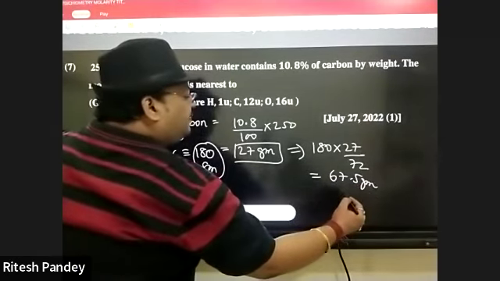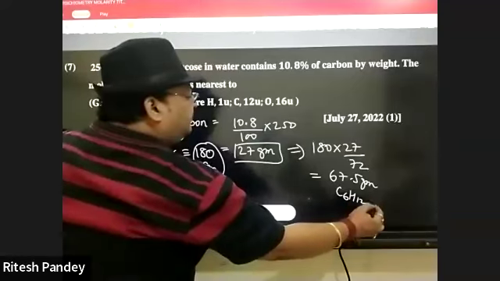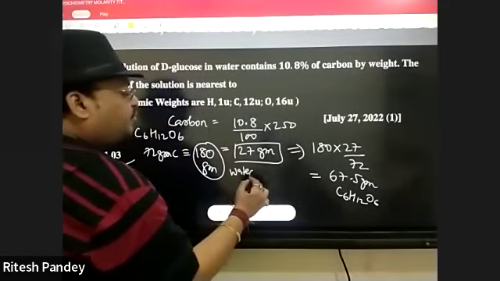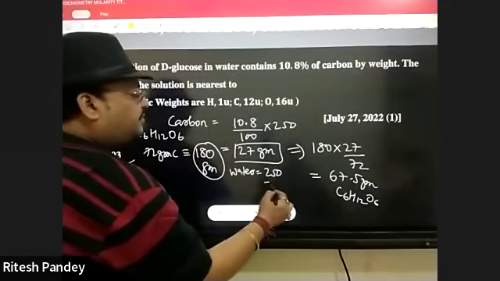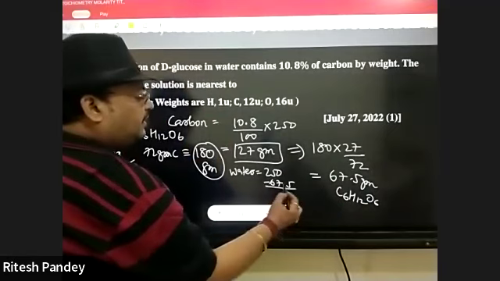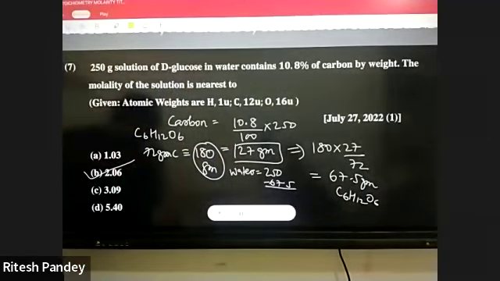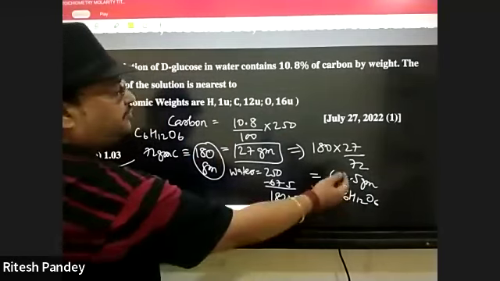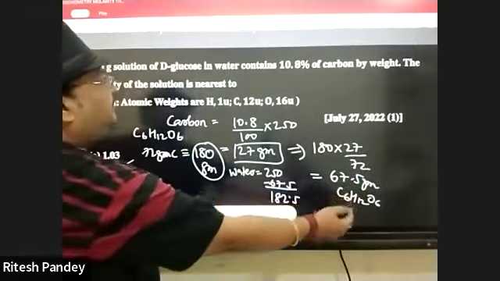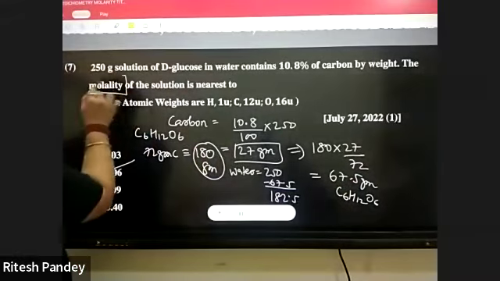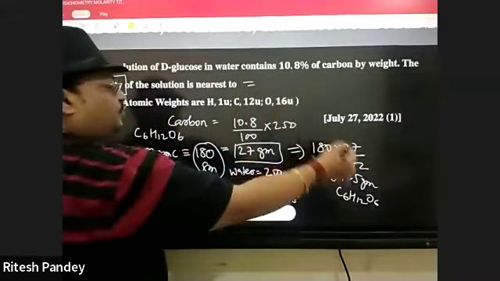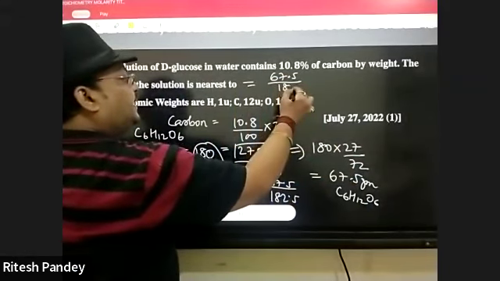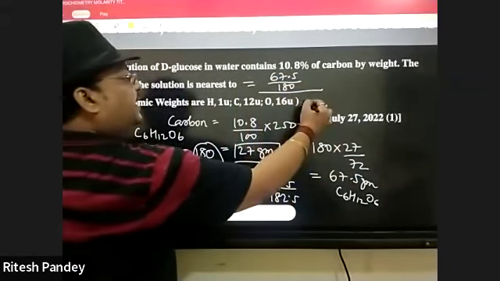Now 67.5 grams of glucose would certainly mean that out of 250 grams, the amount of water is 250 minus 67.5, and that I reckon is 182.5. Now I have number of moles in terms of weight upon molecular weight, and I'll find molarity as number of moles, which is 67.5 grams of glucose upon 180, upon how many grams?